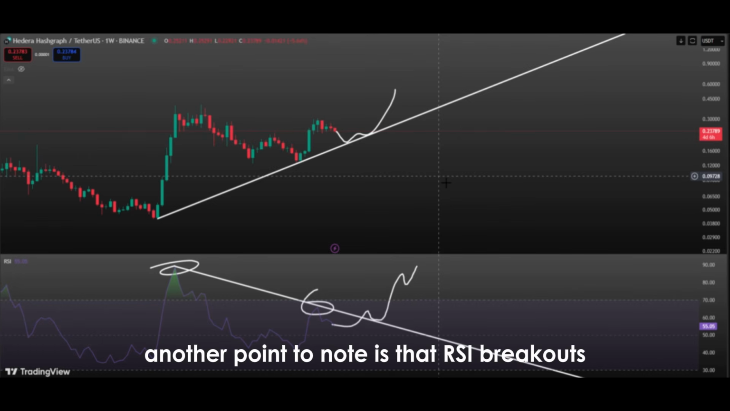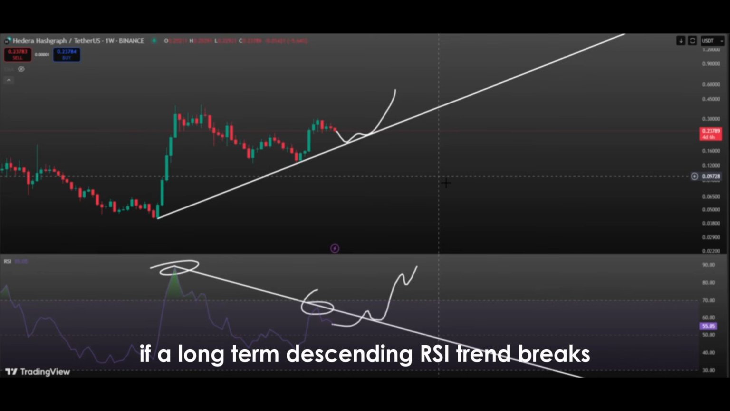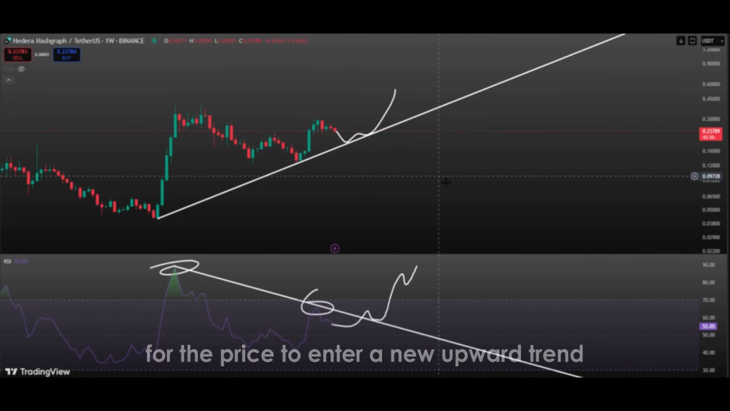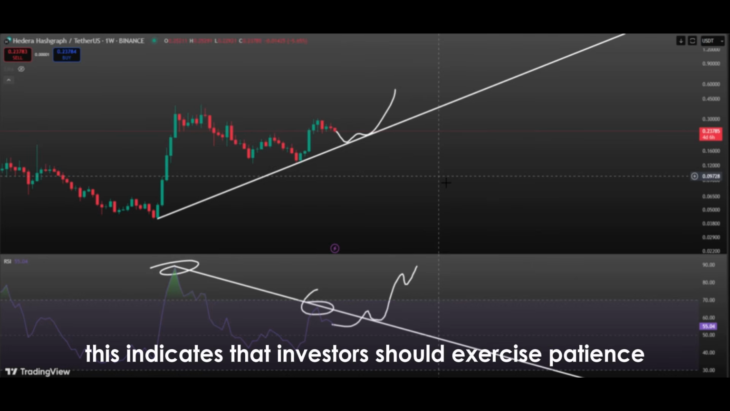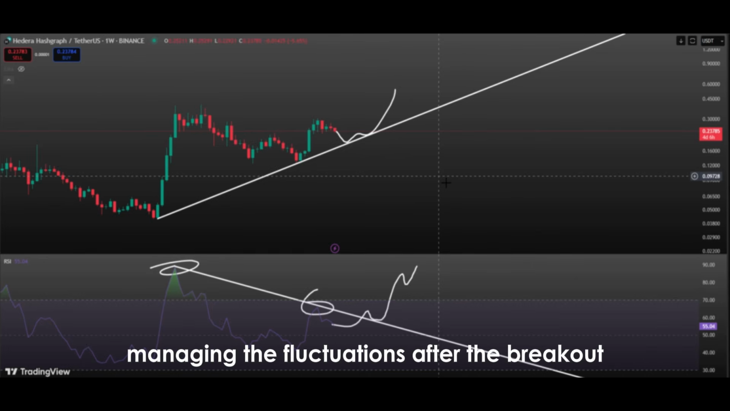Another point to note is that RSI breakouts often initiate a trend reversal. If a long-term descending RSI trend breaks, it can signal not only a short-term rise, but also a larger trend reversal. Therefore, after an RSI breakout, it is quite possible for the price to enter a new upward trend lasting not just a few days, but several weeks. This indicates that investors should exercise patience, managing the fluctuations after the breakout and focusing on the bigger picture rather than expecting immediate price surges.